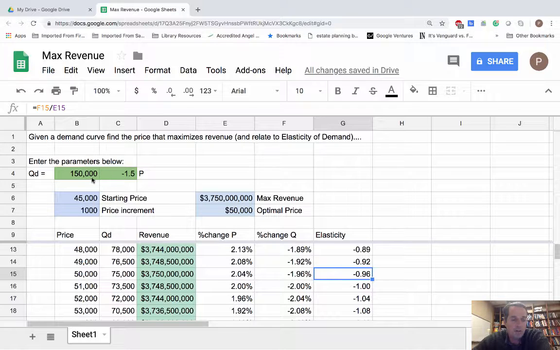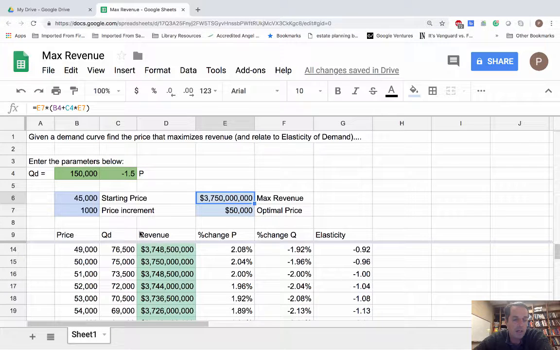So yeah, you only have to enter in these 2 parameters, and the optimal price. This is just a general formula. It comes from calculus, but it just says look at the intercept divided by -2 times the coefficient, and that gives you your optimal price. And the max revenue again is that price times the associated quantity.